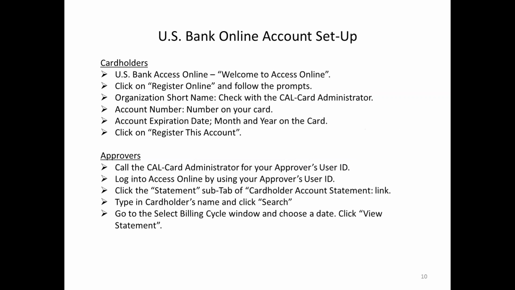Setting up your CalCard account. Here are the instructions to set up your U.S. Bank CalCard account online. The directions are self-explanatory and similar to registering your own credit card. Approvers will be designated a special ID given to them by the CalCard administrator and will be able to access and view accounts under them only with that special approver ID. You will be able to download statements and view activity of your cardholder by searching their name.